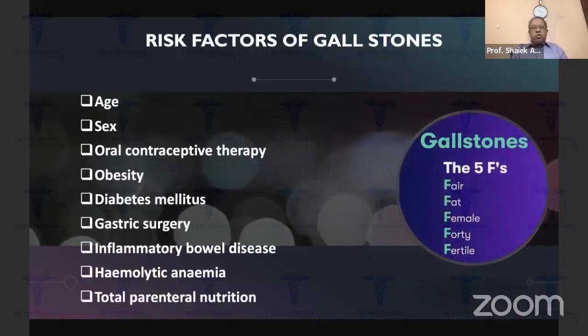Risk factors of gallstones: age, elderly patients usually. Sex, female is the most common. Oral contraceptive therapy, they are more prone to develop gallstones. Obesity is another cause. Diabetes mellitus, after gastric surgery, inflammatory bowel disease, hemolytic anemia, total parenteral nutrition patients. These are the risk factors. Gallstones have the 5 F's. The F's mean fair, fatty, female, fertile. These are the factors that happen in the case of females. Commonly, the 5 F's are described.